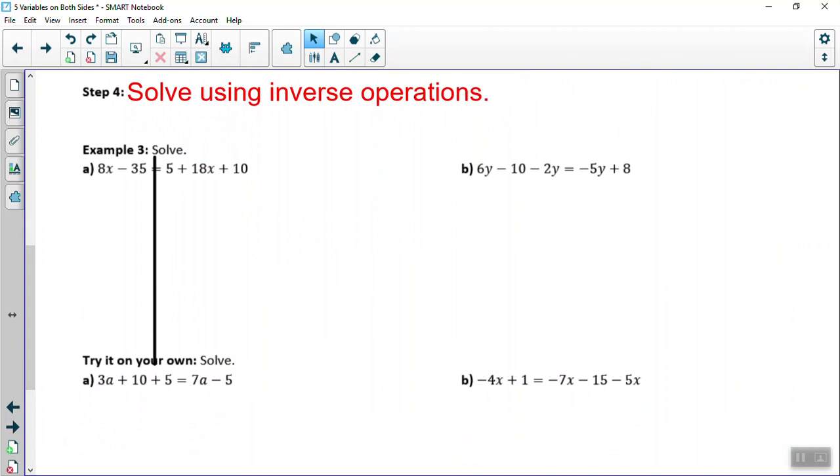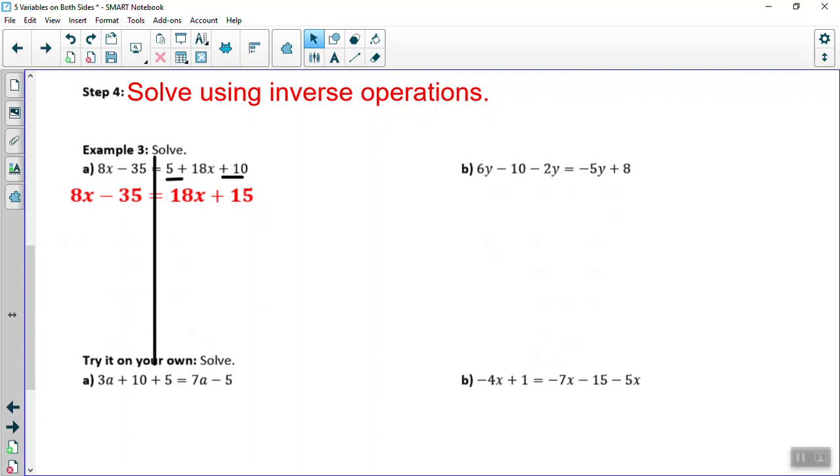So if I look at my left side, I have a variable term and a constant term. I cannot put those together. If I come over here, I've got a constant, a variable, and then a constant. I have two constants. I can put those together. So I've got this 5 right here, and I've got this plus 10. So if I were to cover up that 18x, I'd have the math problem 5 plus 10, which gives me 15. So I can bring this all down. So 8x minus 35 equals 18x plus 15.